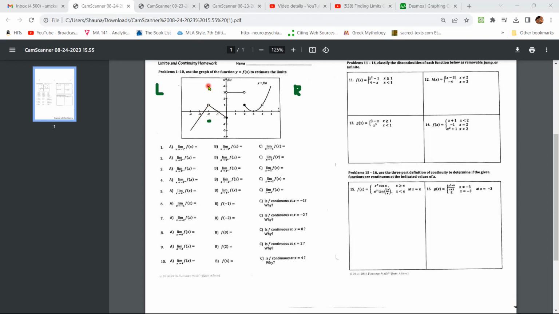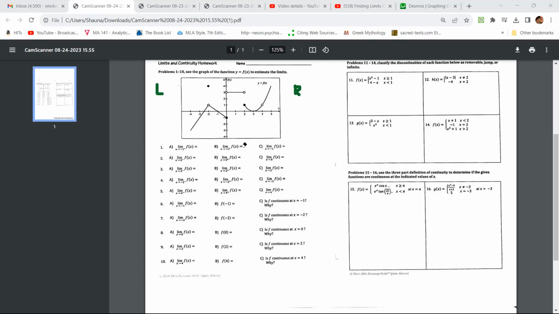Got it. Okay, very good though. This is making sense, isn't it? Yes. All right, how about number 5? Limit f of x as x approaches 4 from the left side. If you need me to draw, I can. 4 is over here. 4 from the left. What do you think the limit is there? 1.